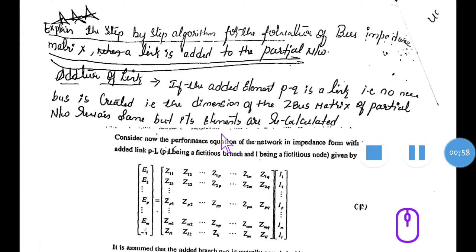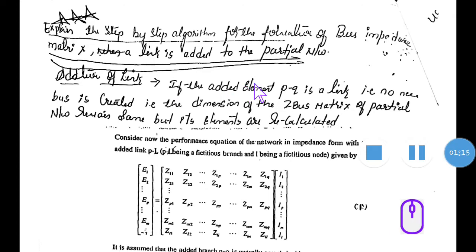So in this link addition, first the addition has to be done, and afterwards the removal of the link derivation. So you have to follow two extra steps, and whatever we are doing for a link is type 3 and type 4 modification. As you know, type 3 modification is a link between the reference bus and an old bus, and type 4 is between two old buses. So let us go with this addition of link.